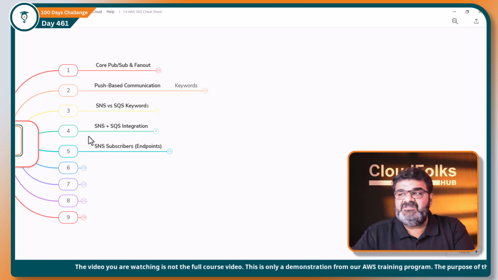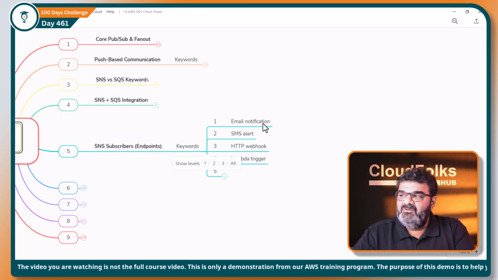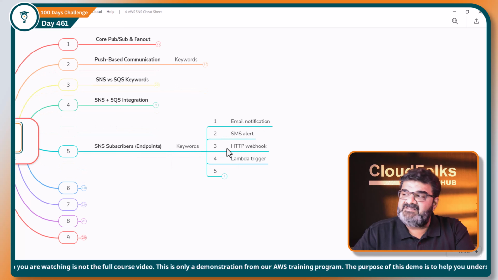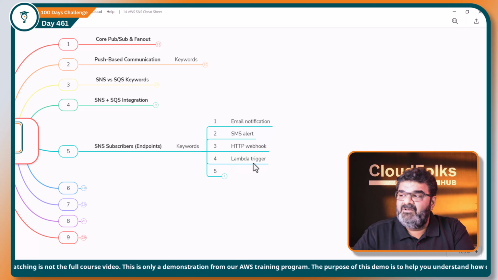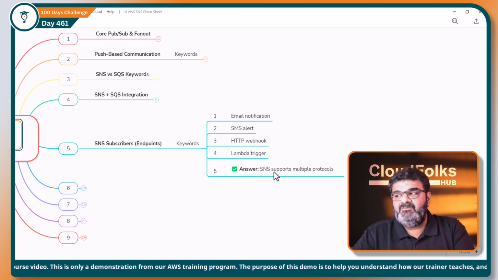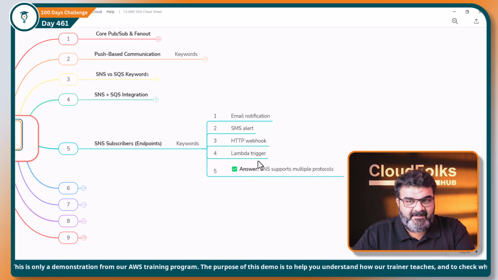We have some questions related to SNS subscribers or endpoints as well. So email notification, SMS alert, HTTP webhook, Lambda trigger. If you are getting these keywords in the question, the answer would be SNS supports multiple protocols.